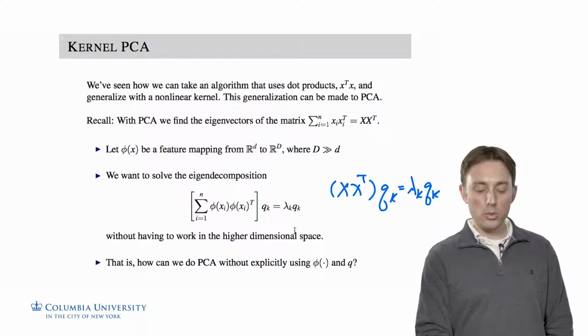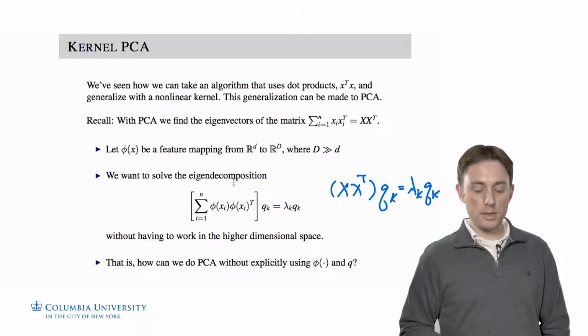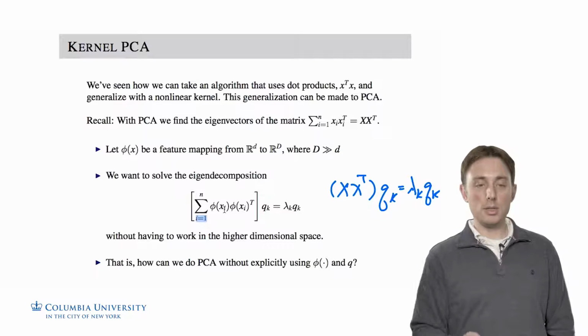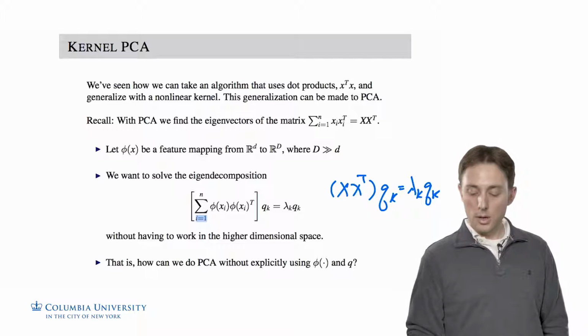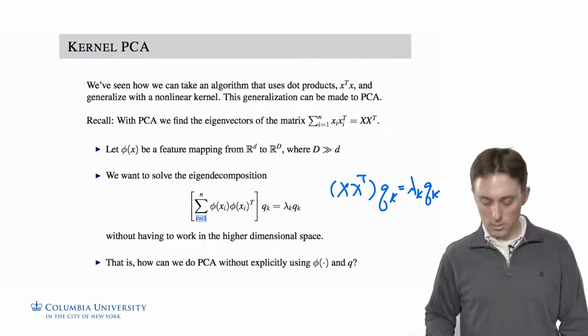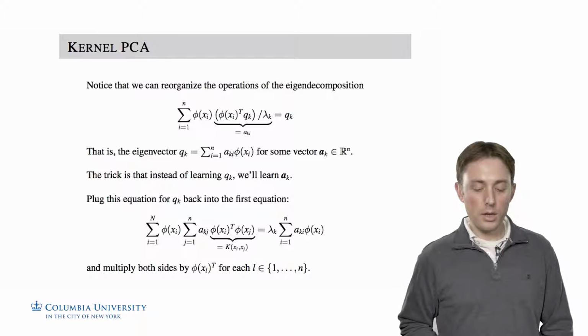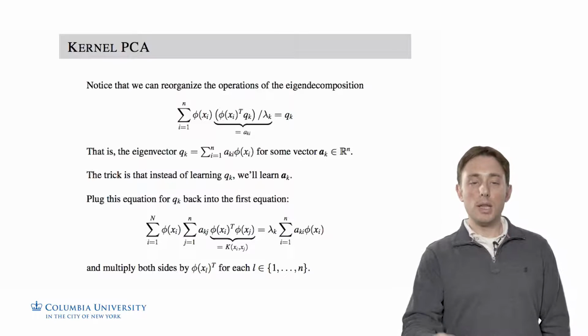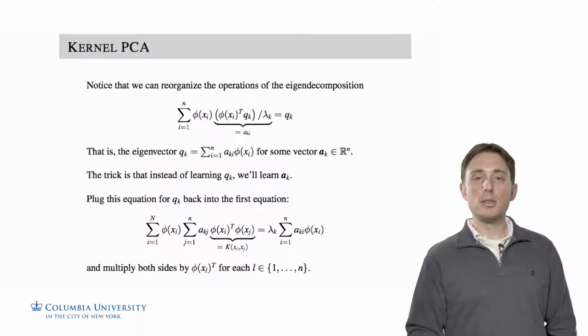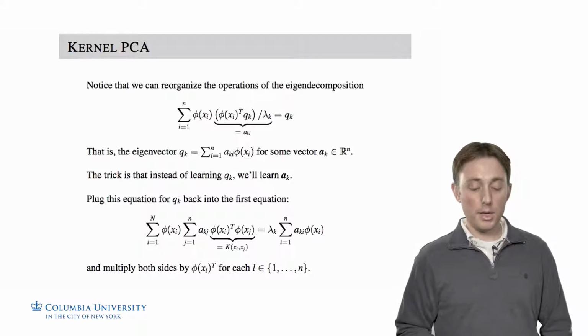So now how can we do PCA in this higher dimensional space? How can we learn q and lambda in an even higher dimensional space? For example, with Gaussian kernels, this is an infinite dimensional space. So we want to see how we can sidestep that issue. Here's where some of the sleights of hand come into play, the tricks, the mathematical things that we can do to fix this problem.